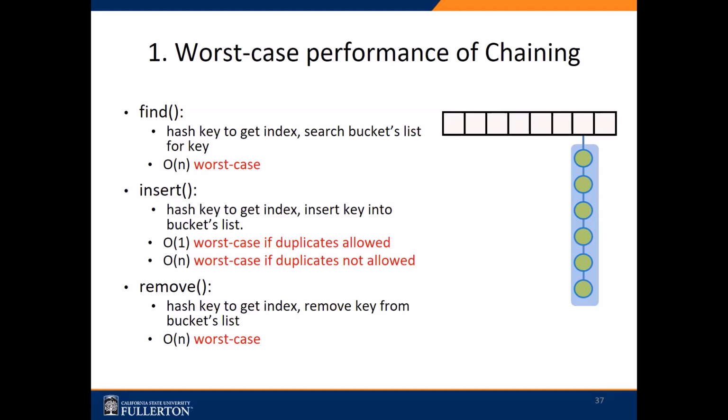However, if duplicate keys are not allowed, I'll again have to check every element in a bucket to see if that key already exists. And this is again O of n. Removing also has a worst case complexity of O of n because the key to be removed could be at the end of the list, and I'll have to go through every item before reaching the end. So you can see that the worst case performance looks pretty bad, but we'll soon see that the average case is much better than the worst case.